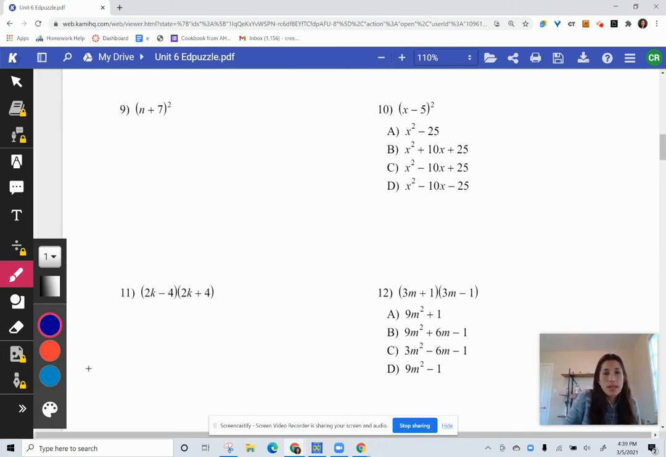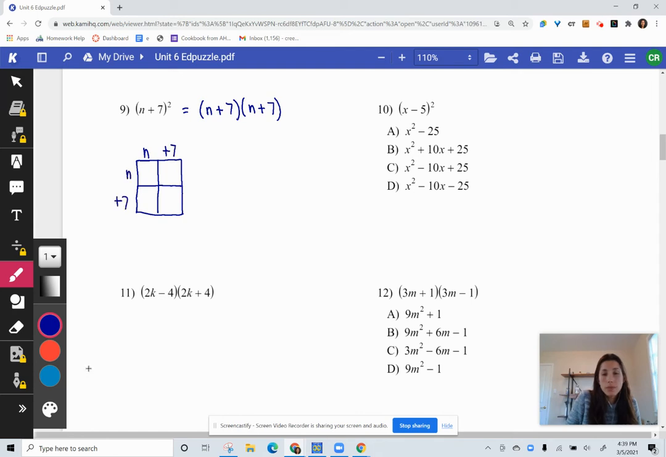Okay, on question 9, anytime you have a term squared, that really means that term is being multiplied by itself. That's what it means to square something, multiply it by itself. So this really is n plus 7 multiplied with n plus 7. So you are still creating that 2 by 2 box for that. So we have an n and a plus 7, n plus 7.